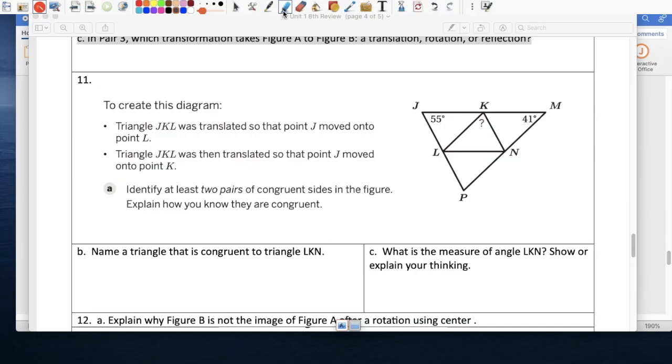Clear objects. We have a triangle JKL. Here's our triangle JKL. And JKL was translated so that point J was moved to point K. So point J was moved to point K. So imagine this point right here in the corner. Change colors. Imagine if you took that point.